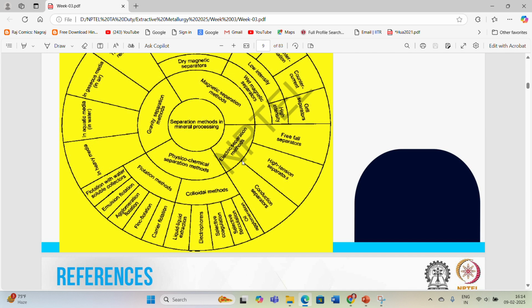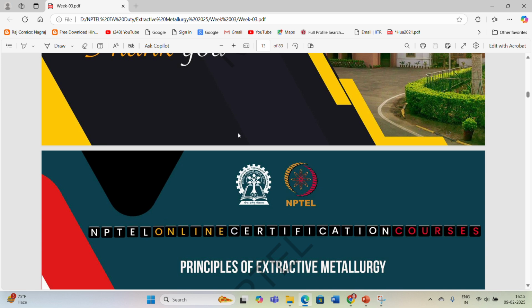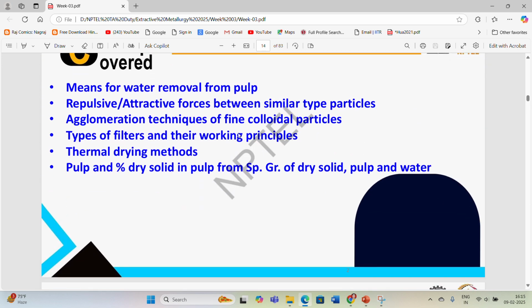Then there are physiochemical separation methods, which generally sort the ore on the basis of their physical properties, like the flotation method or colloidal method. These are the types of physiochemical separation methods. Then coming to the next lecture.